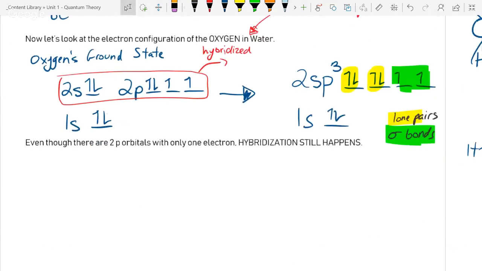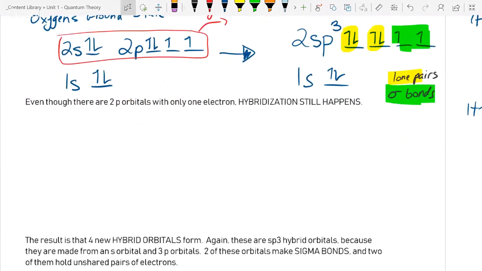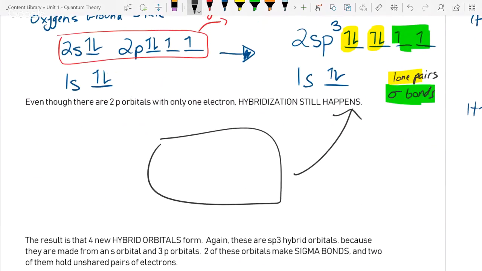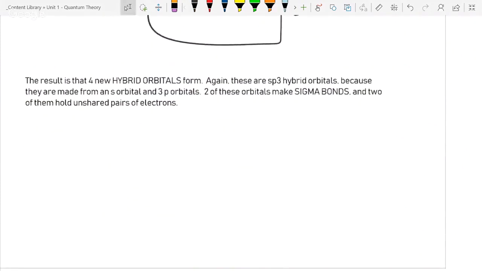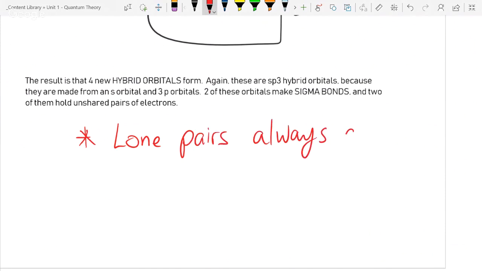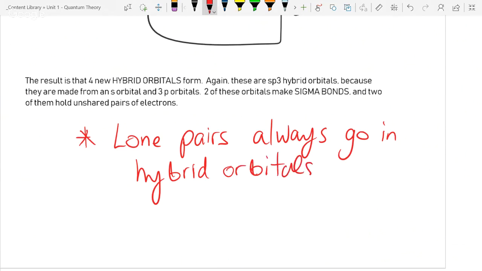Oh, I was going to draw this down here. So like, hey, there it is. Whoops. Okay. Now, this leads to our second rule, rule 2. Lone pairs always go in hybrid orbitals. So when we're talking about the valence, sigma bonds need hybrid orbitals, and lone pairs go in hybrid orbitals.